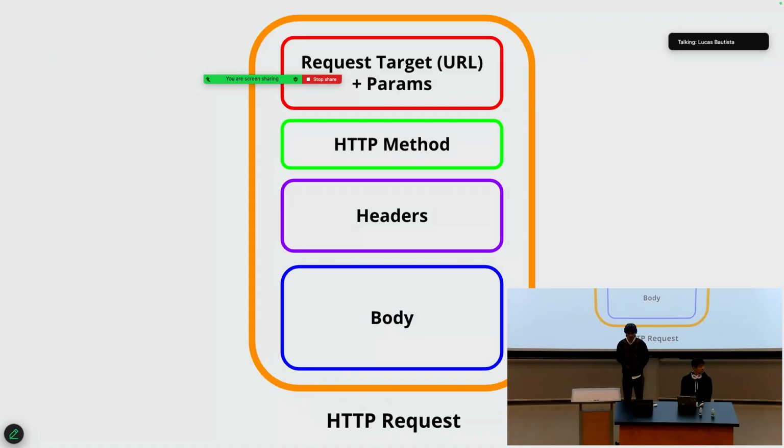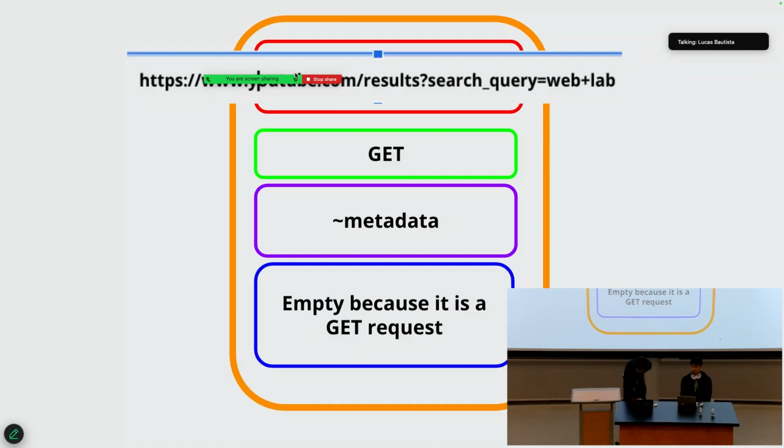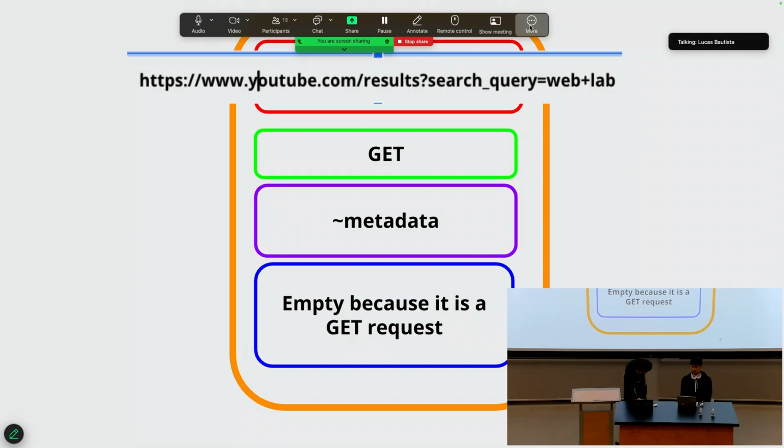So right now, we're going to be going over the structure of an HTTP request. So we have the request target plus parameters, HTTP method, headers, and body. And to give you some kind of motivation for why we care about this structure, I'll give you an example.